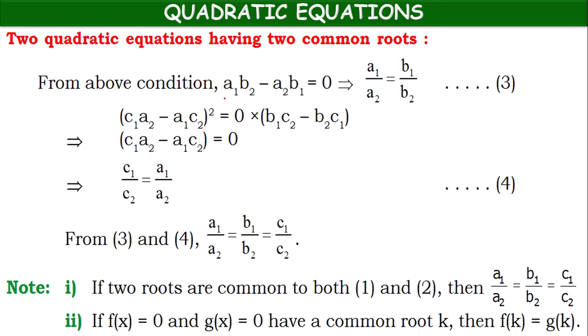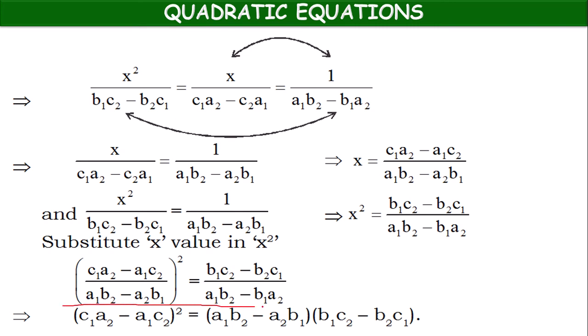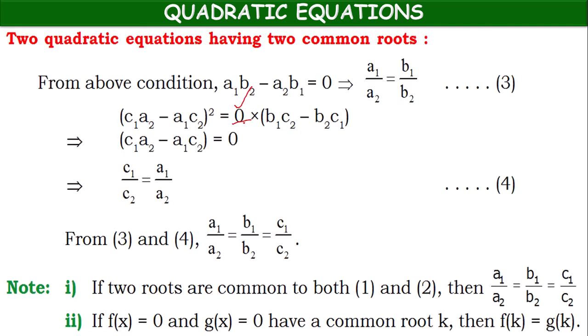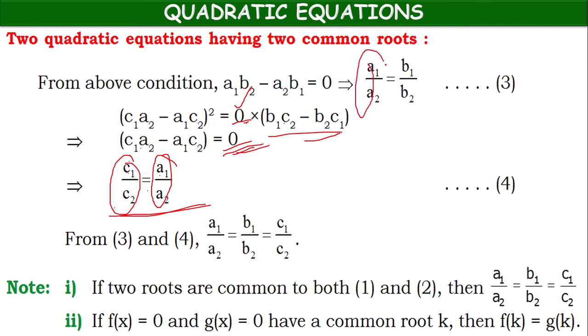So this equation is applicable if they have one common root. Two common roots means indirectly they will be having one common root. We can make use of this condition, and if this value becomes 0, we can keep 0 in that place. 0 into this value will become 0, and C1 by C2 equal to A1 by A2 will come. So A1 by A2 equal to C1 by C2, A1 by A2 equal to B1 by B2. Indirectly, A1 by A2 equal to B1 by B2 equal to C1 by C2.